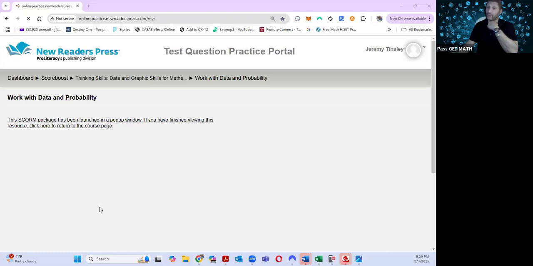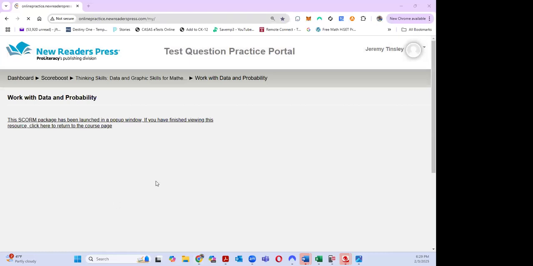This is another free resource. Onlinepractice.newreaderspress.com. Create a site, create a login, and you can take these as many times as you want. It will give you an error that it's not secure, but they're not asking you for any information that you need to secure. They're not asking you for a social security number, birth date, credit card, or anything. So even though it's not secure, it's no information you can give them that they can use anyway.